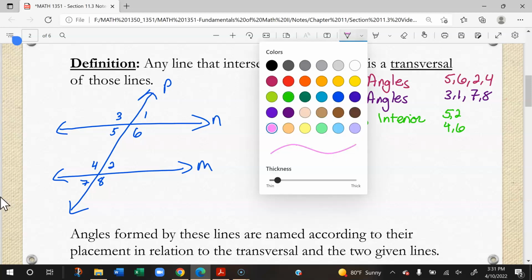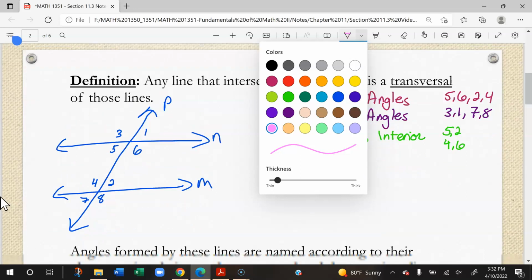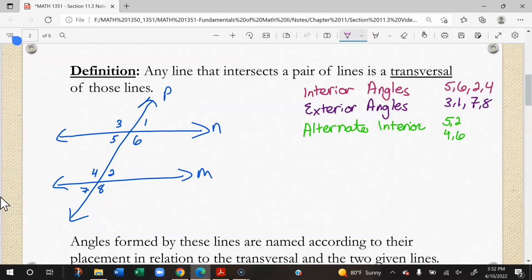Alternate exterior angles, oh, let me go back up, sorry. Alternate exterior are the same way. They cross over the transversal line. So 3 and 8, 7 and 1. So 3, 8, 7, and 1.